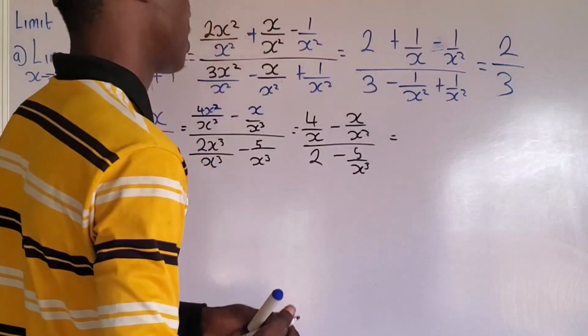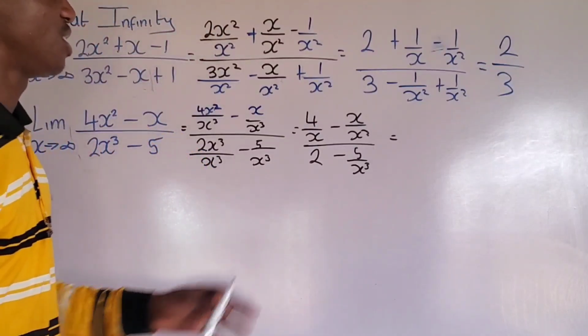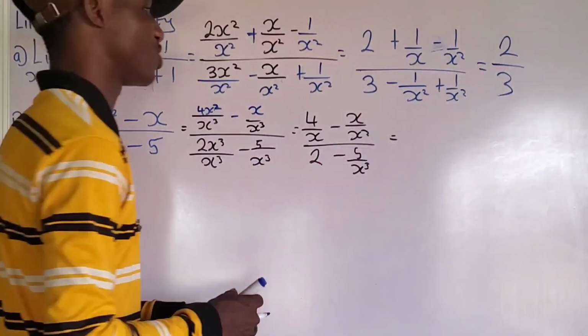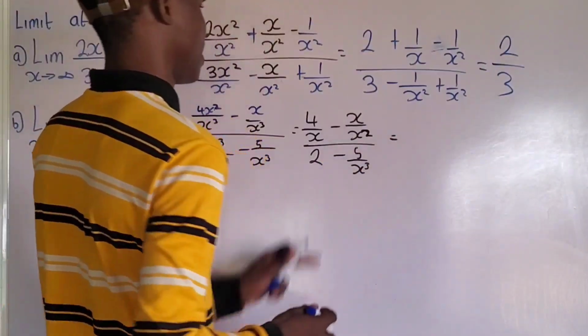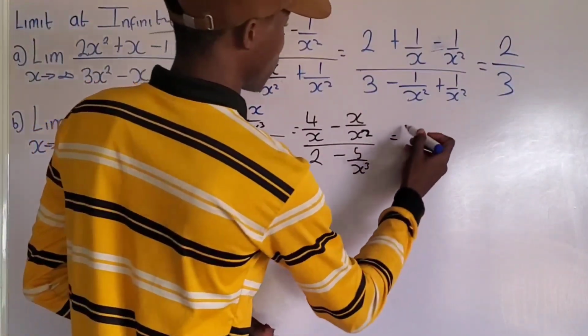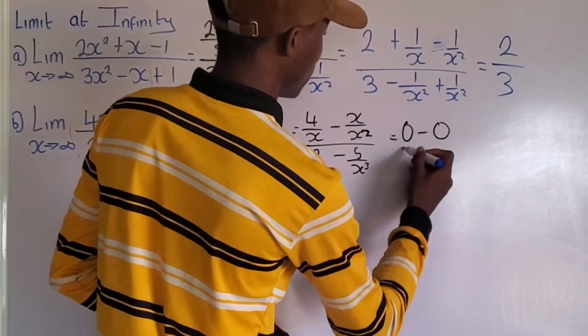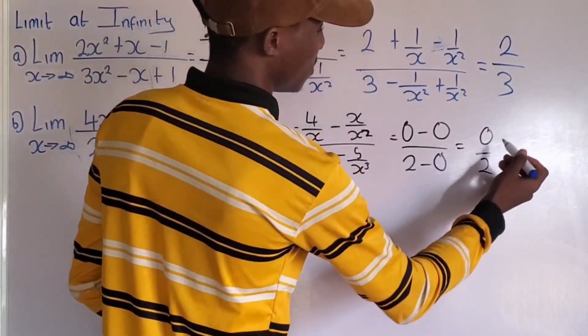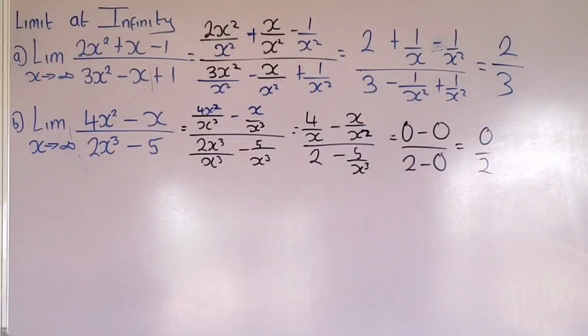Do you know the reason? Because the numerator here will be 0, 4 over x will be 0, x over x cubed also will be 0, you understand? 2, okay, this is what we're going to have, 0 minus 0 all over 2 minus 0. This is what? 0 over 2. You can see now. I hope you understood what I did.